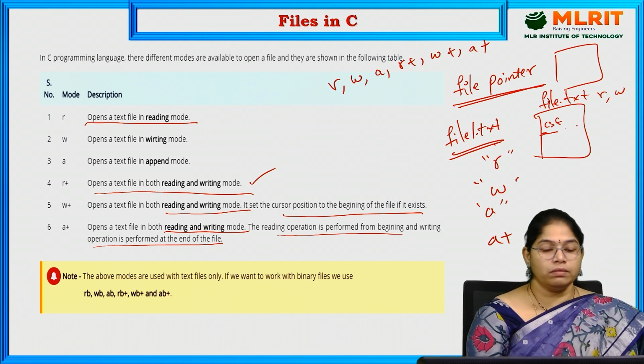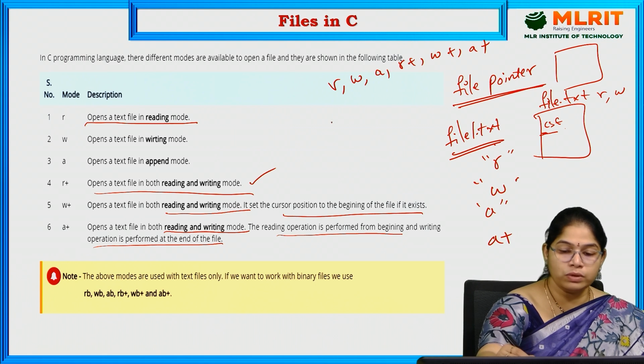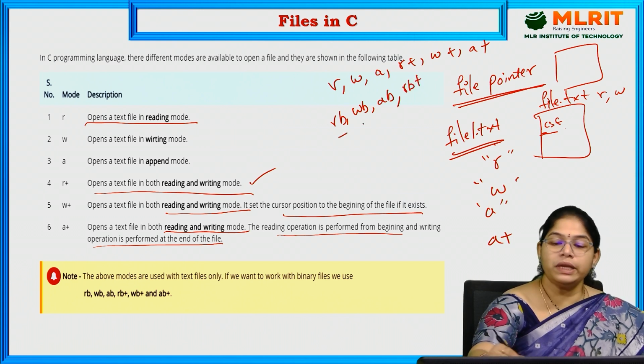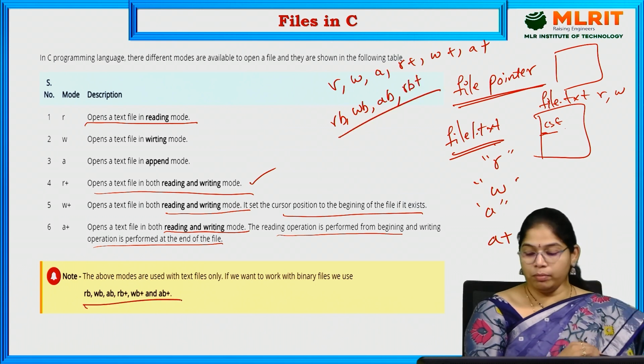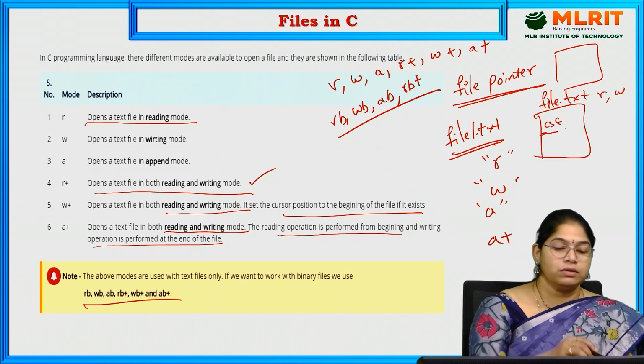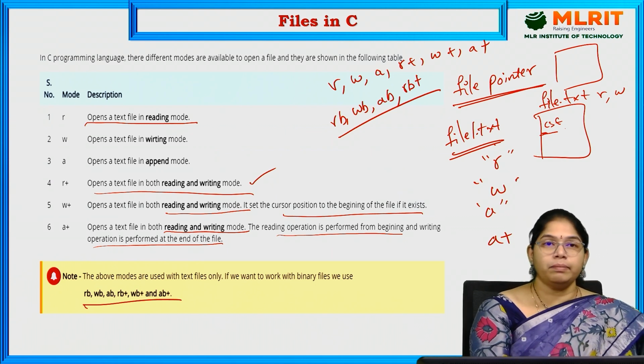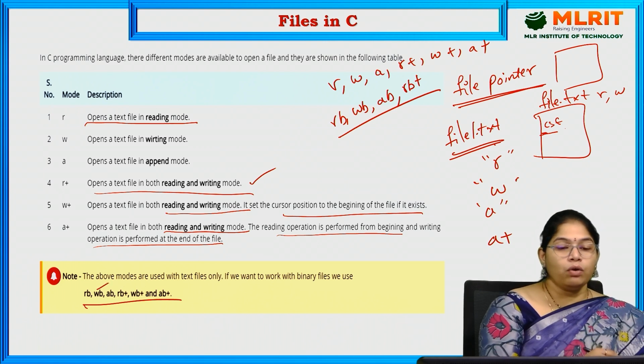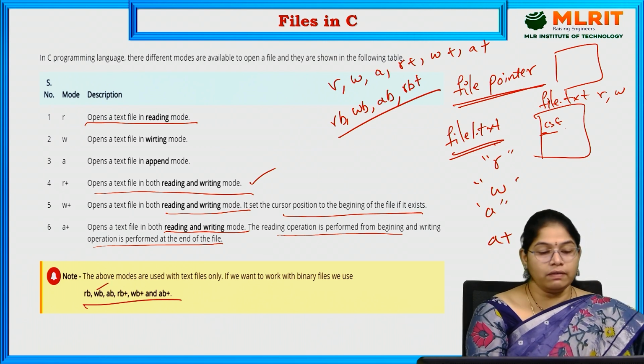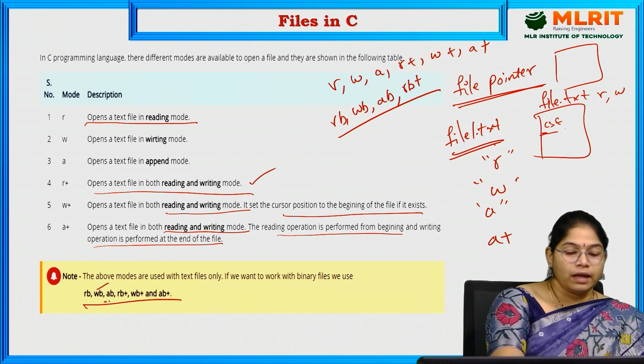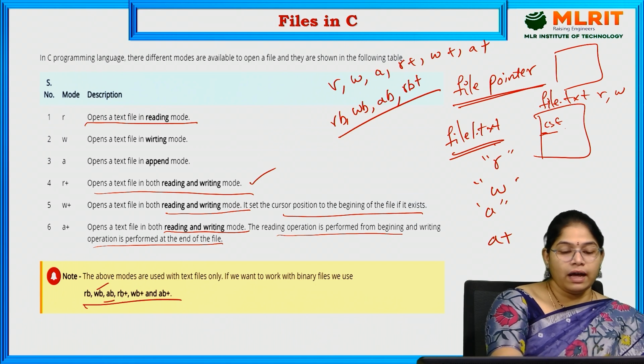And we have some more modes called rb, wb, ab. These operate on binary files. So rb will open a binary file in reading mode. wb will open a binary file in writing mode. Then append mode ab. Then rb+.